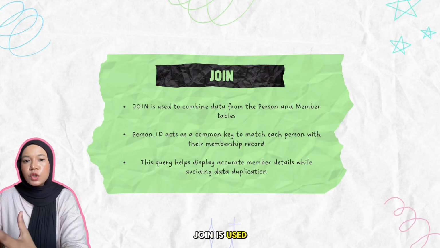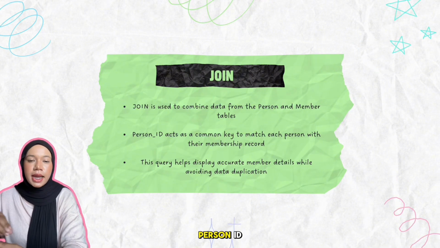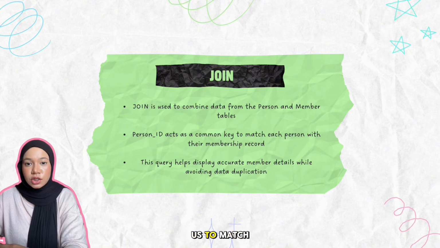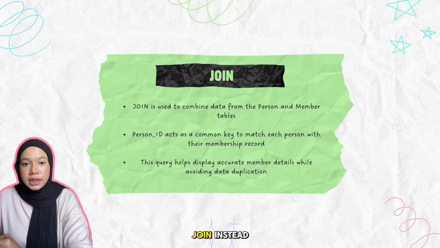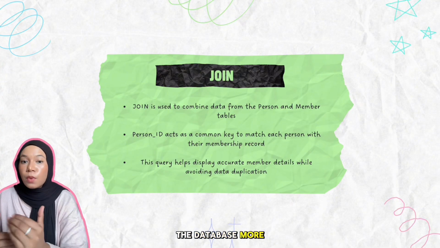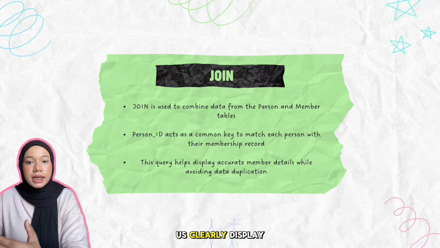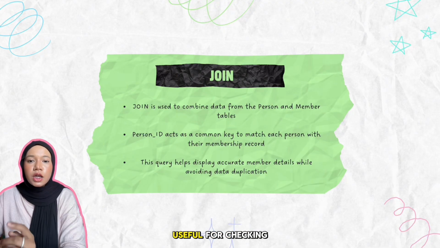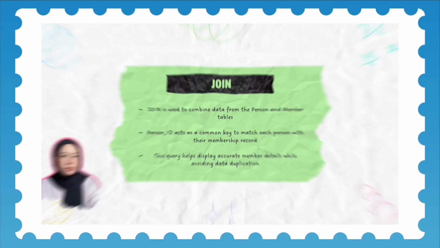The join is used to connect the person table and the member table using the person ID. This is because person ID acts as a common key between both tables, which allows us to match each person with their membership record accurately. By using join, instead of storing duplicate data in one table, we can keep the database more organized, and of course, we want to avoid redundancy. This query helps us clearly display person names together with their membership information, which is useful for checking active members, tracking join dates, and generating reports.